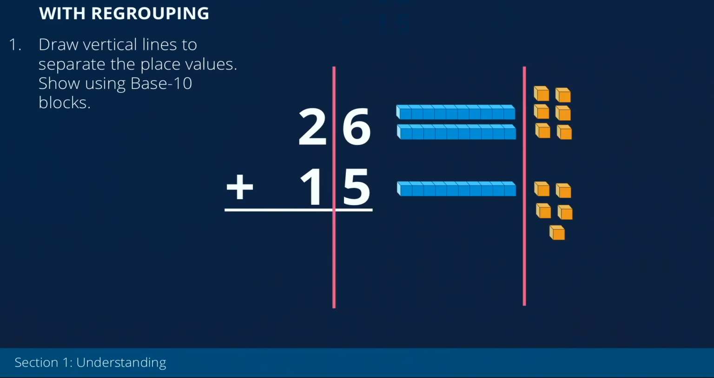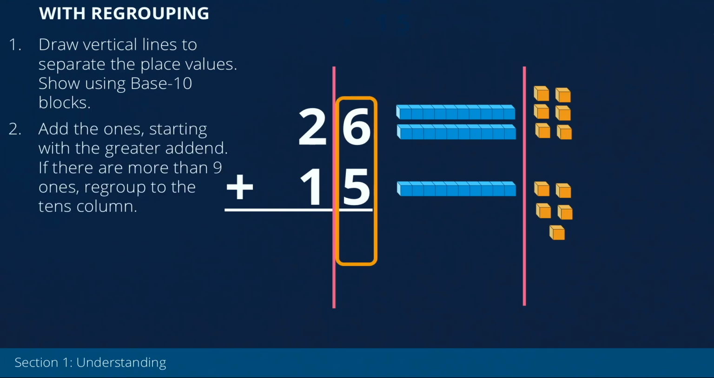First, I want to draw vertical lines to separate the place values, and then I would show each of those add-ins with the base 10 blocks. I showed 26 with 2 tens and 6 ones, and then I showed 15 with 1 ten and 5 ones. Now, as we think about using the traditional algorithm, the first thing we're going to do is add the ones, where it's going to be helpful to think about this starting with the greater add-in. So I'm going to add 6 plus 5.